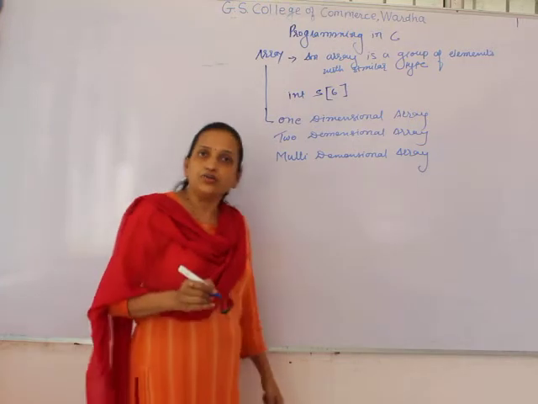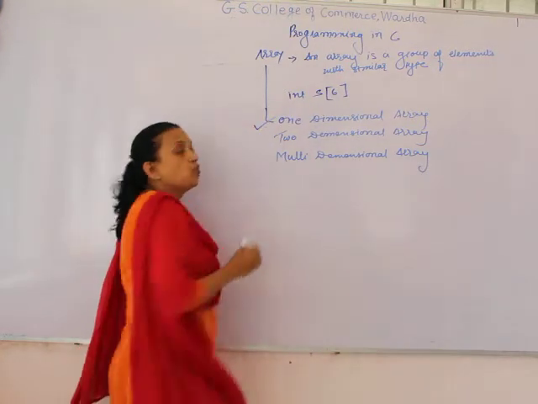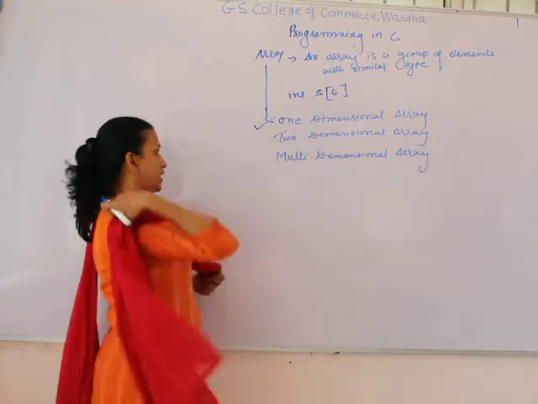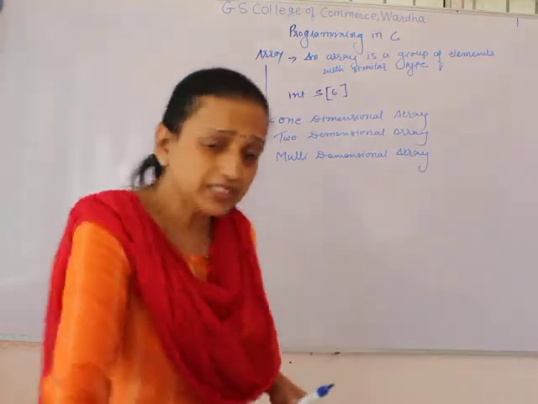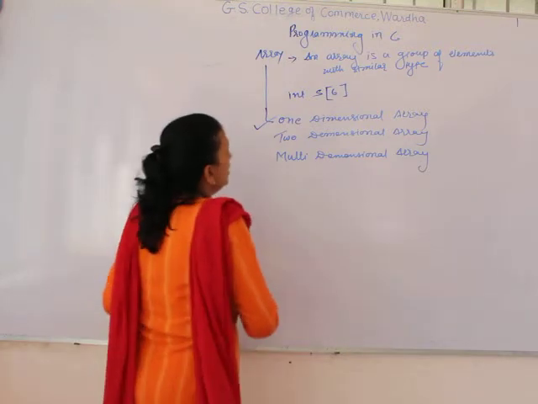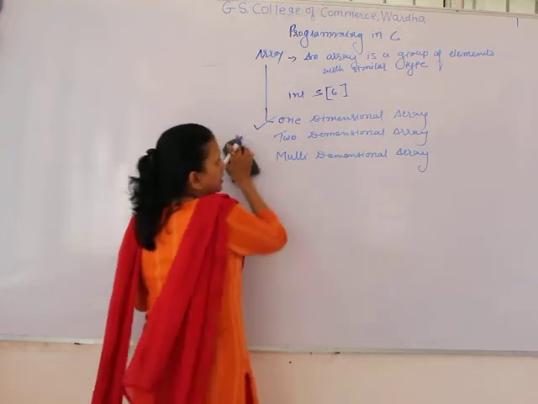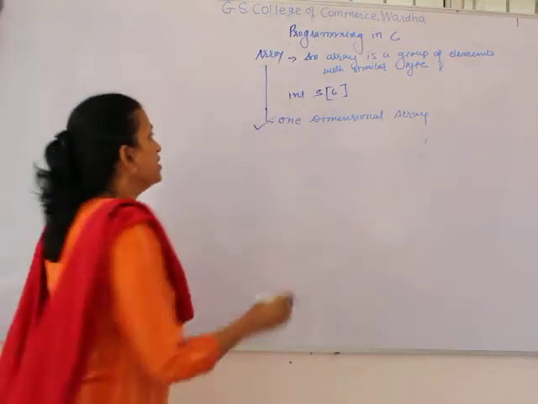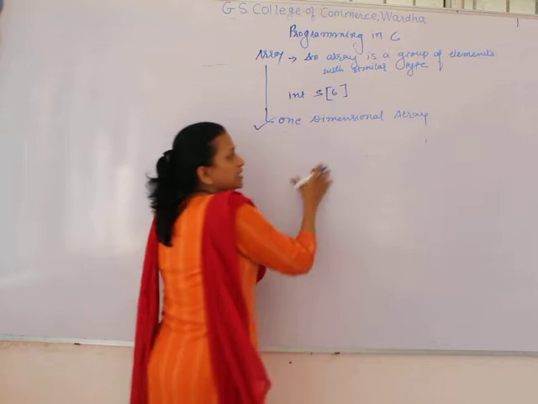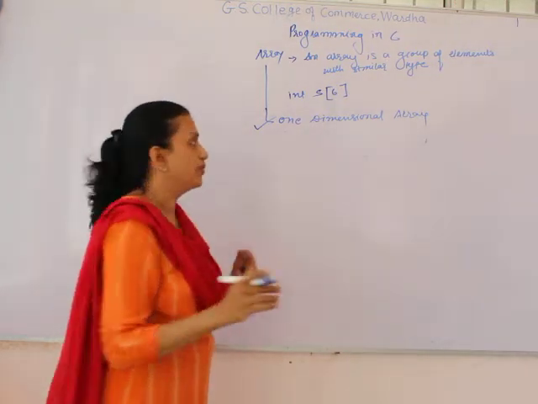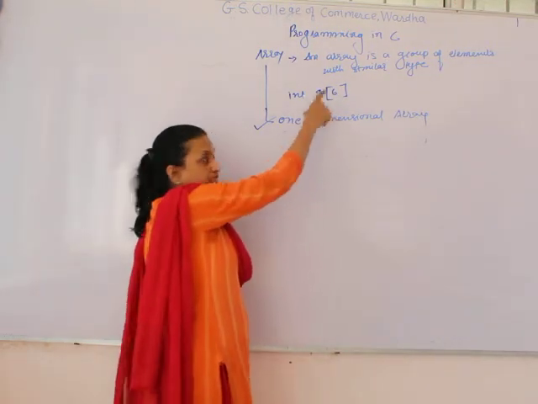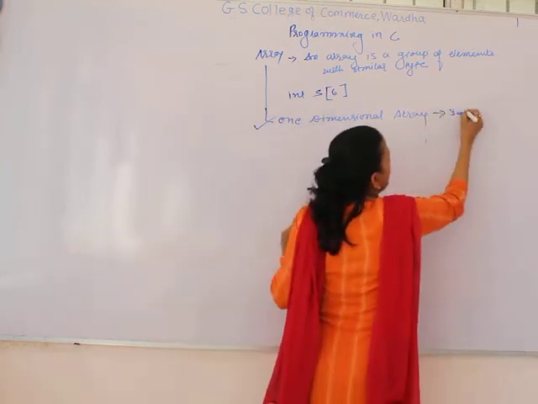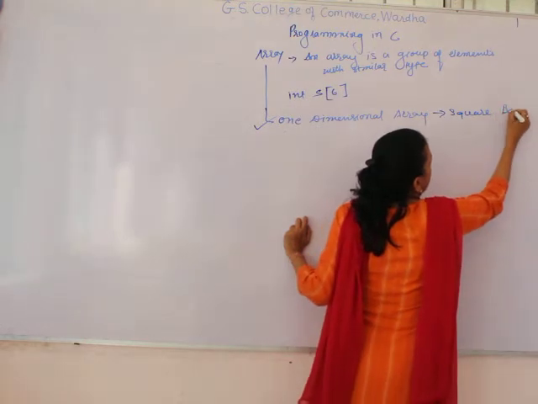Today we are going to learn the one dimensional array, which is also known as the single dimensional array. The dimension is defined in a square bracket. The dimension is nothing but the subscripted value. So the dimension is defined in a square bracket.